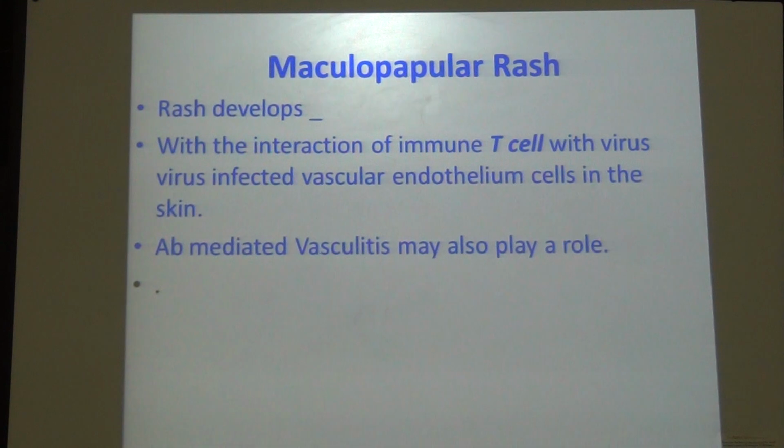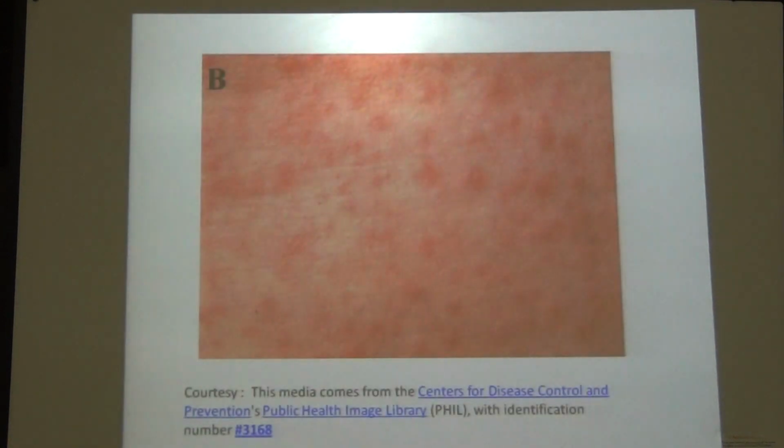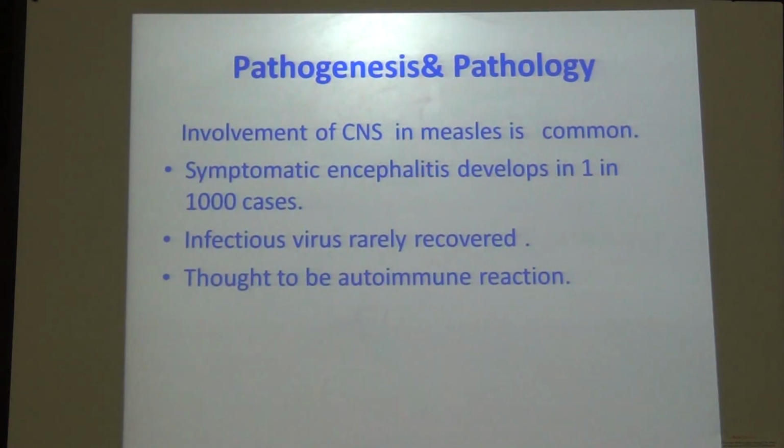And it is thought that one of the causes of the maculopapular rash is antibody-mediated vasculitis, which plays an important role. Now this is the maculopapular rash of typical measles, and it occurs first on the face and then comes downwards to the extremities and the limbs.